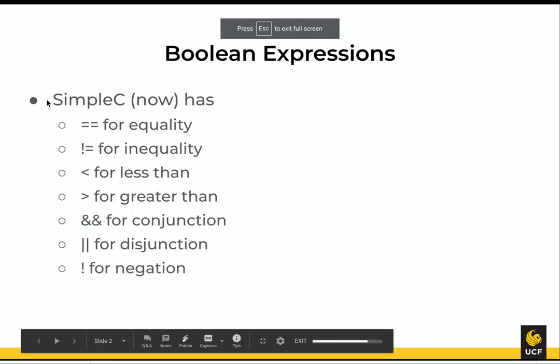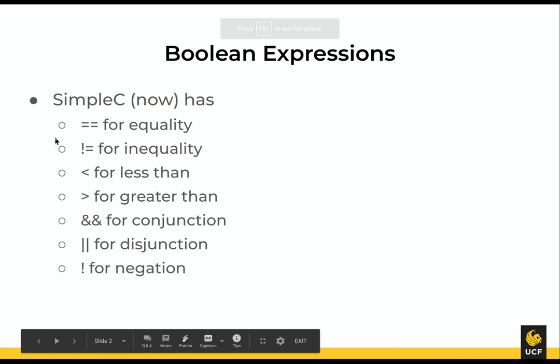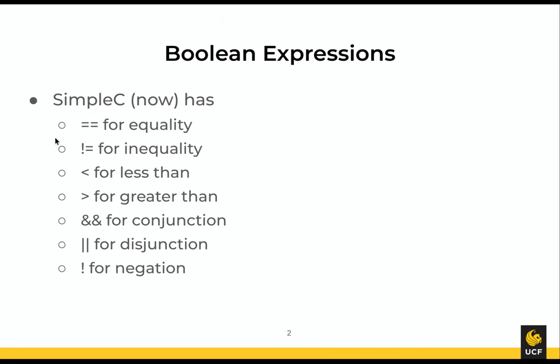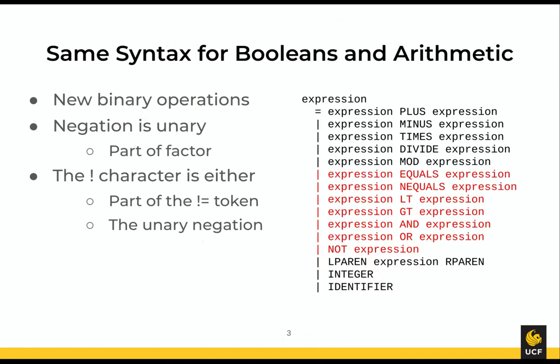So I kind of went over this already, but we have double equals for equality, just like in C. Exclamation point equality for not equals, less than sign, greater than sign. 2 ampersands for conjunction, 2 pipes for disjunction, and exclamation point for negation. This is just like you're used to in C. We already went over this. This is our new grammar, the additions to the grammar for project 3.